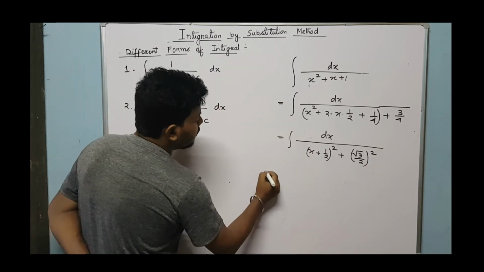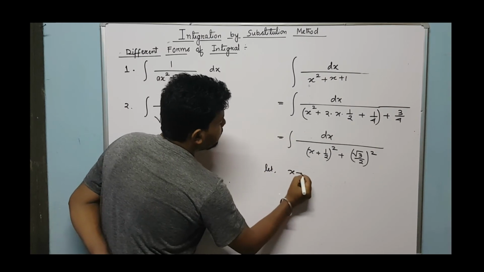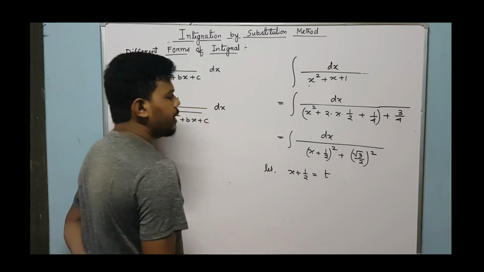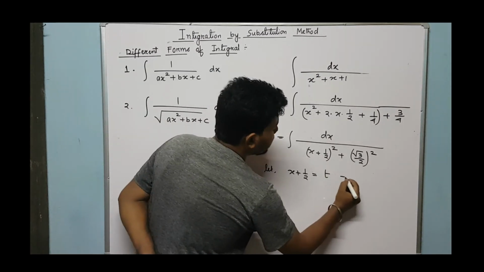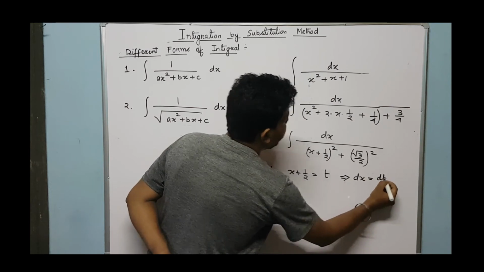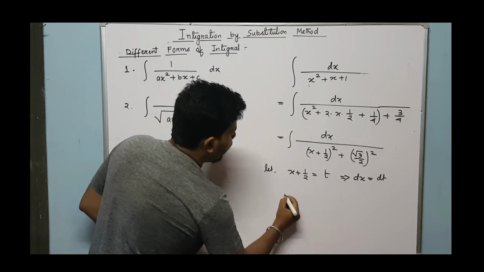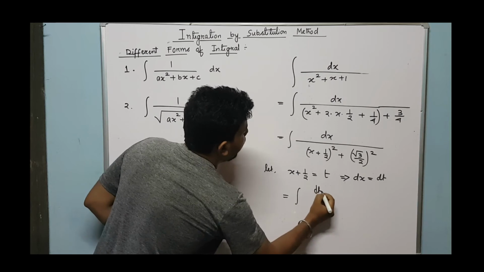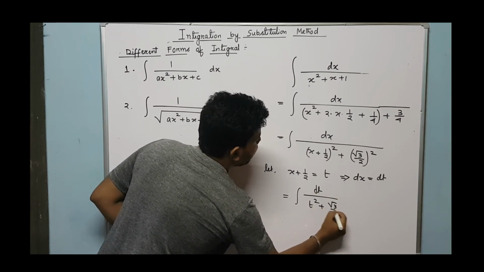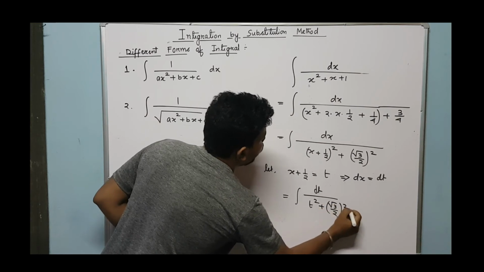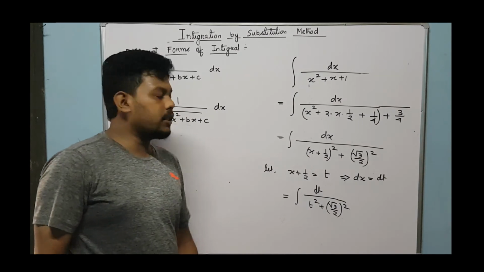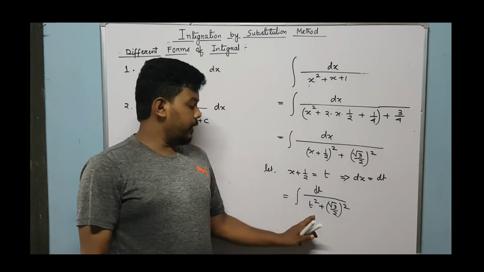Now if you take x plus half equal to any variable t, differentiate with respect to x, you will get dx is equal to dt. So the integral becomes dt by t square plus root 3 by 2 whole square. So I can easily integrate this. This is formula number 3.